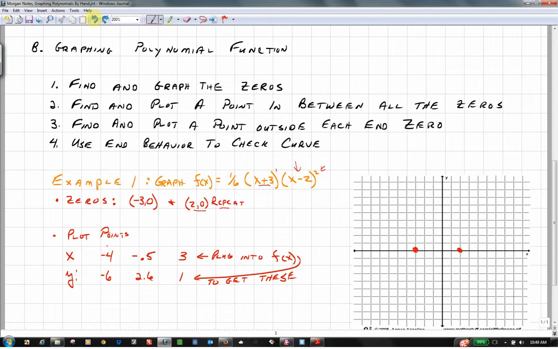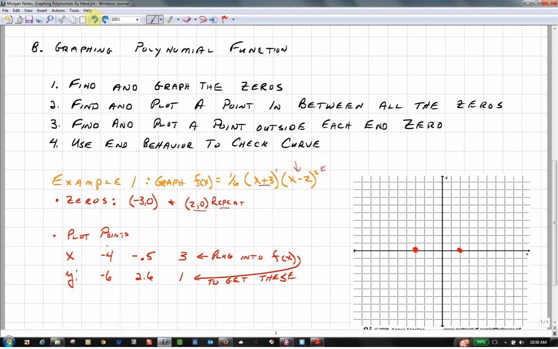So I plug those values in for x, and I'm going to use my scientific or graphing calculator. I plug in a negative 4: 1/6, times in parentheses a negative 4 plus 3, times in parentheses a negative 4 minus 2, caret 2 for the square. And that's what I get. So be careful with your parentheses and your exponents when you put them in your calculators. And these are the values that I get out. So I'm going to go ahead and plot them.